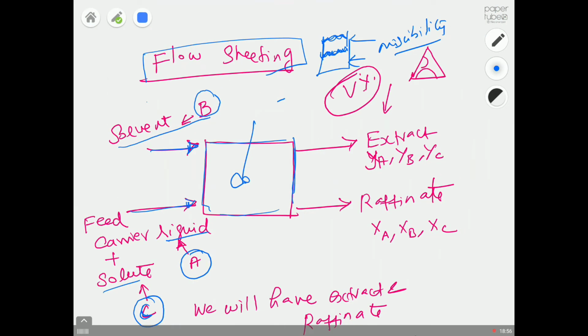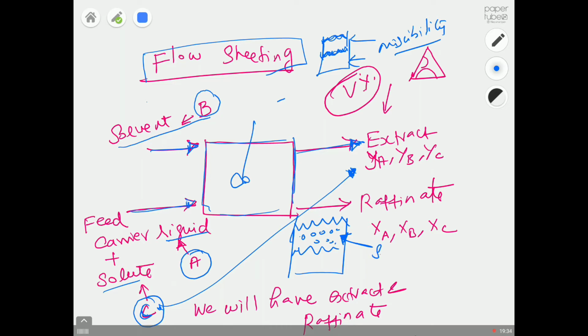So let's go back to this diagram, and we are going to use some notations. The feed plus carrier liquid, at the end of equilibrium, most of your solute will be transferred to the extract. Let me draw the diagram again. After equilibrium, the top portion where you have loads of your solute molecules, we call this the extract. And the bottom feed liquid, we now call the raffinate. If you don't remember, try to check the previous lectures 4 and 5, I think. And then we are going to use some notations now.